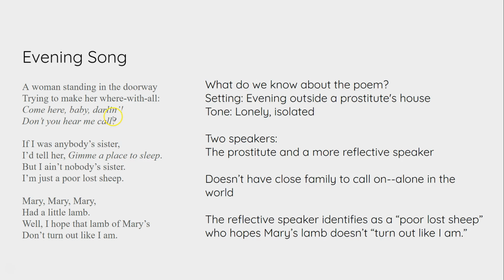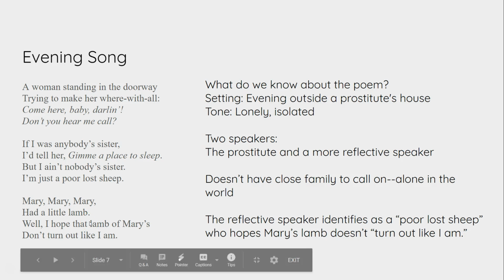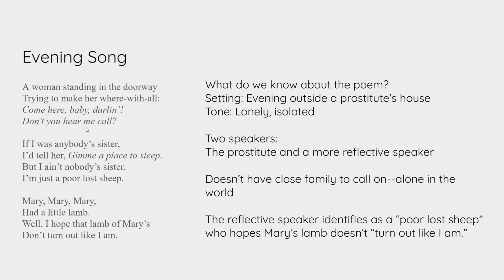So we can make the assumption that this is a prostitute. The tone of the poem is lonely and isolated, but it has a bouncing rhythm, which is something that we could talk about later. We see that there's two speakers, the prostitute saying, "Come here, baby darling, don't you hear me call?" But then we also have a more reflective speaker, which is the I voice in this, where this speaker is saying, "Give me a place to sleep."